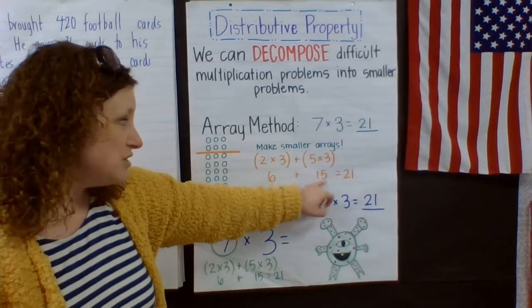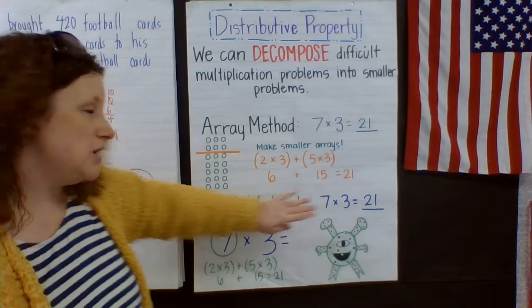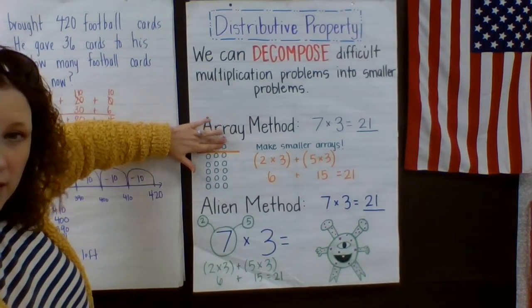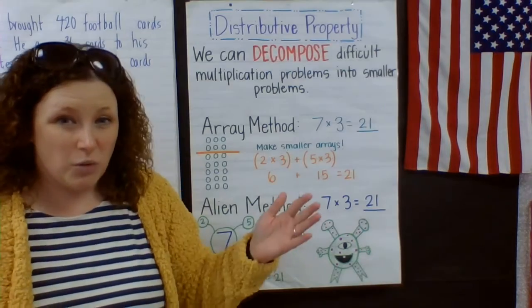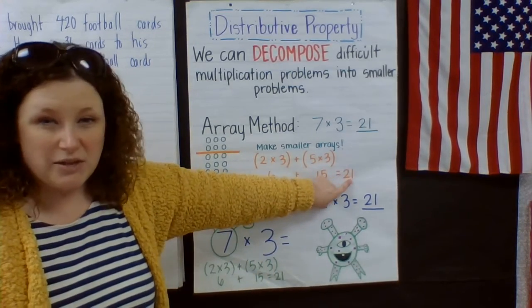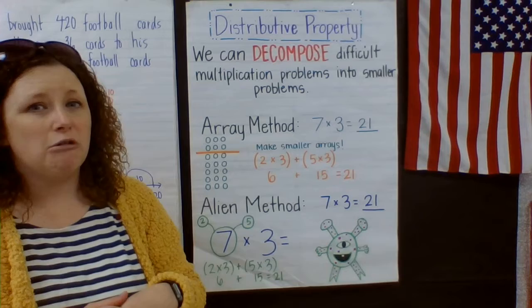And if I add those together, I know that equals 21, because I took my 2 times 3 array and my 5 times 3 array, and I'm just going to put them back together into one large array when I add these numbers up. We've been doing that a lot.